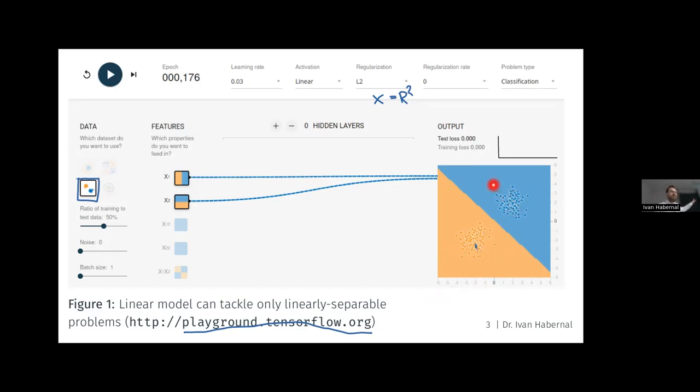Everybody's with me on feature representation? These features have numerical values. If these were words, they would be maybe 0 or 1 for binary one-hot encoding, or real numbers between 0 and 1. So we have these features projected in two-dimensional space, and what we're trying to do is to learn a decision rule to separate them into blue and orange. After training, there are 176 epochs which you can run in a browser, and it learns a line between these two classes and achieves 100% accuracy. The test loss, the lower the better, is 0.